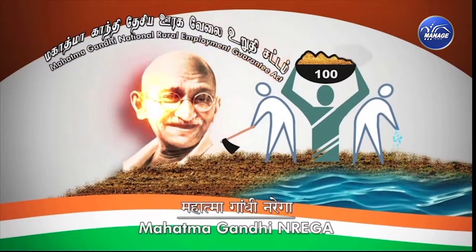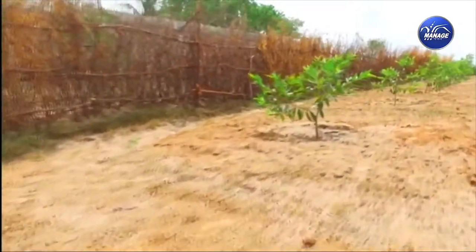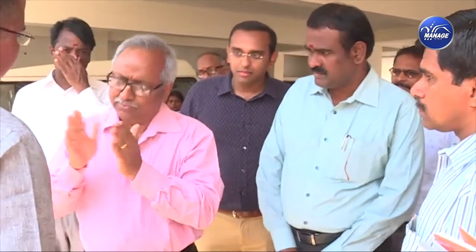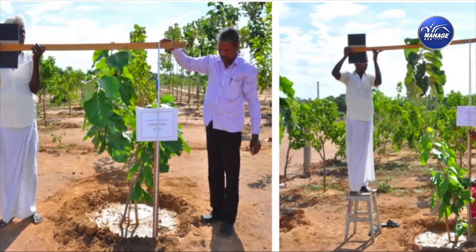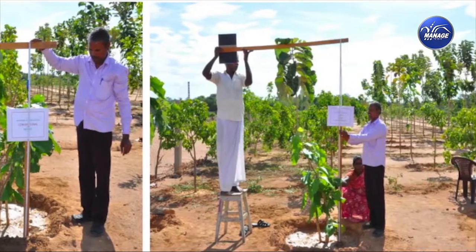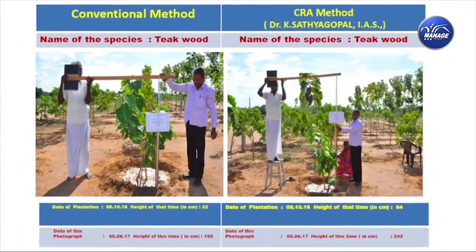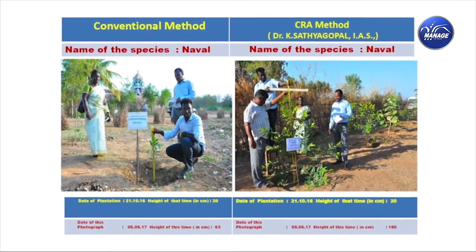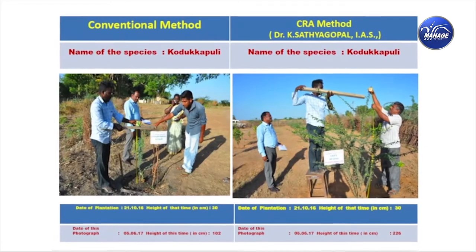Under the MGNREG scheme, a large number of saplings were planted and tended by following the innovative watering technique suggested by Dr. K. Satyagopal, IAS. From the pictures, it can be seen that the saplings planted as per the new method grew much better and taller than the seedlings planted as per the conventional methods. He has now brought some important changes to the watering technique to suit the requirement of fruit-bearing trees.